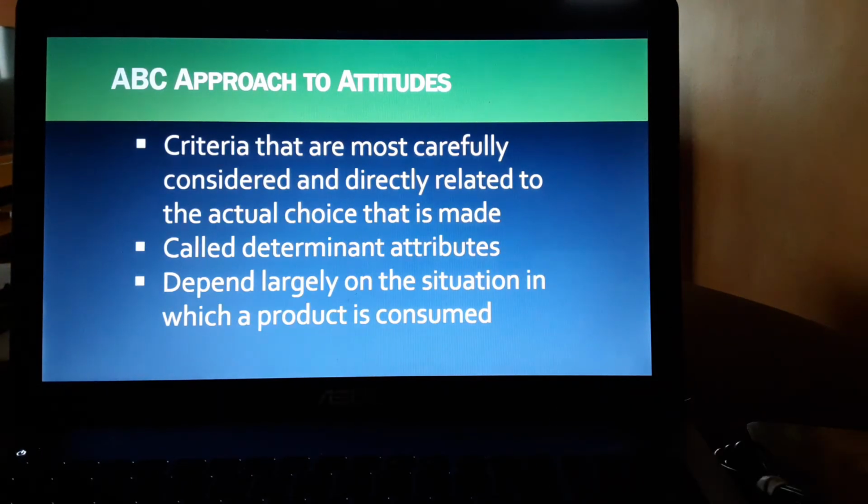So we're talking about the ABC approach to attitudes. We talk about this also in our organizational behavior class. It's kind of a psychology-bent theory, but these are the criteria that are most carefully considered and directly related to the actual choice that's made. We're going to go through and talk about those. They're the attributes that determine whether or not we're going to buy something, and it also depends upon the situation, how the product is going to be consumed. So what's the purpose of the product? What's the goal? How is the user going to use it?